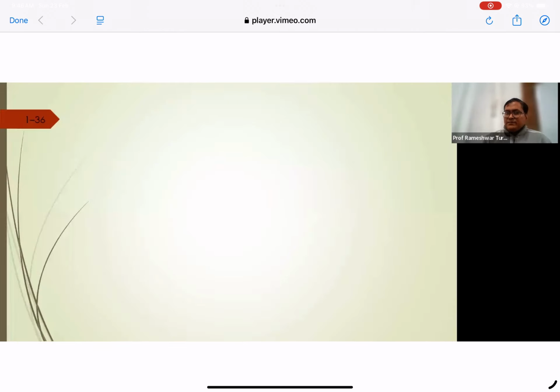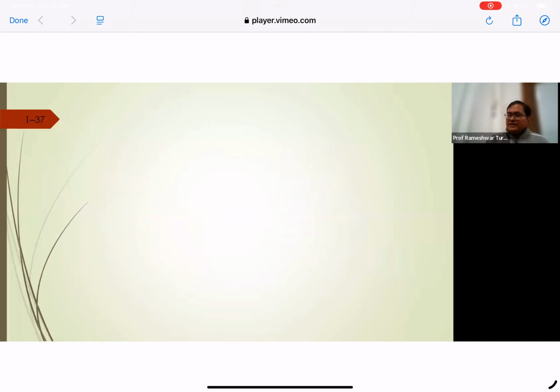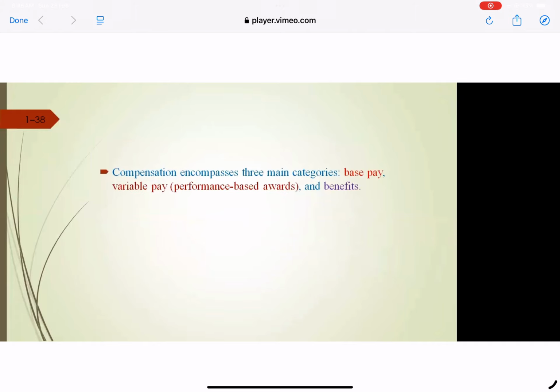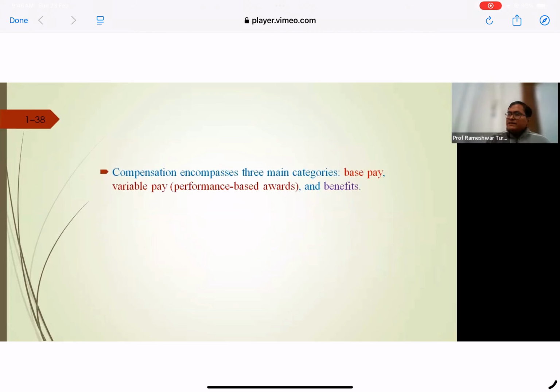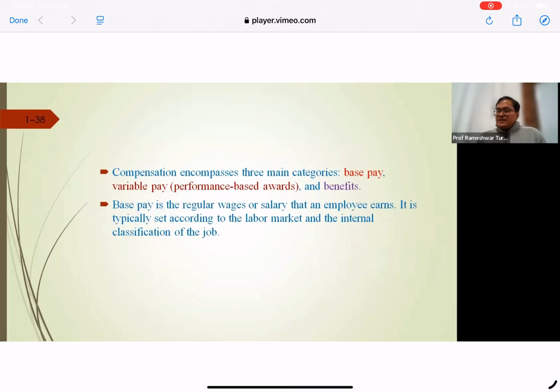So basically we can see that there are three different components. Any salary package you take, you will find these three components in some way or other. Okay. Now we will take a little bit of an idea of how these three components actually work in the salary package, how they change or how they are adjusted. Base pay is the regular wages or salary that an employee earns. It is typically set according to the labor market and the internal classification of the job. Okay, the base salary depends on both the wage market and the internal classification of the job.